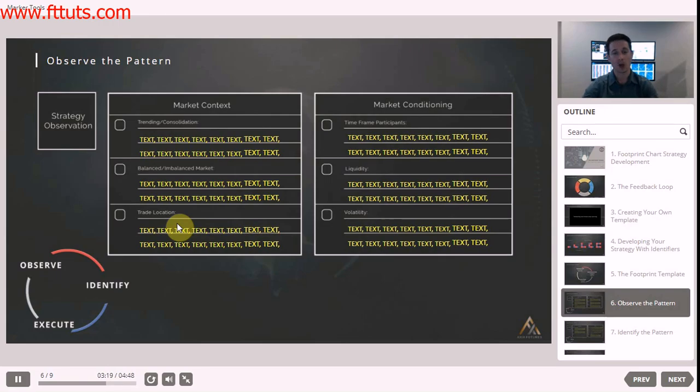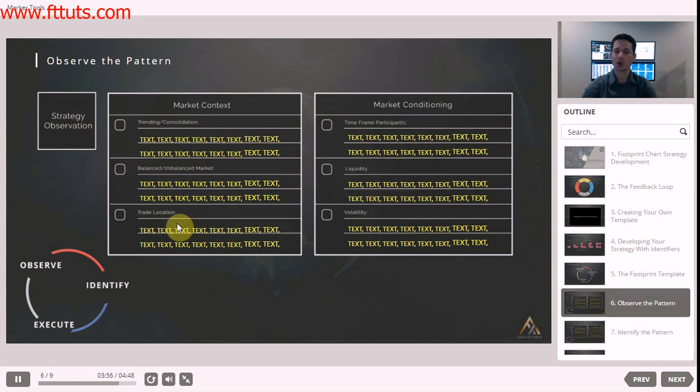Then, in terms of market conditioning, we want to talk about the time frame participants. What are we seeing? Are we seeing a lot of noise from algorithms? Are we seeing large, big orders come into the market? Or are we just seeing a lot of passive, responsive type orders coming into the market? In terms of liquidity, is there a lot of liquidity? Are the market conditions quite thin? And then volatility, is there volatility or not? Once you've done that, you've effectively completed the first part of the template, which is the strategy observation.